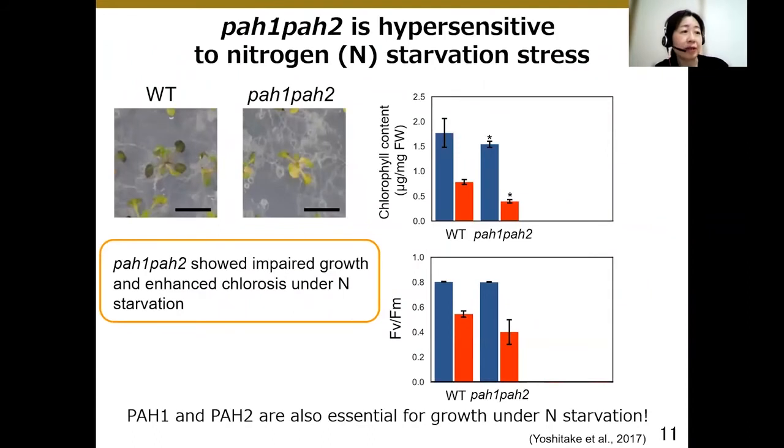However, during experiments testing several environmental stresses, we found that the pah1 pah2 mutant is also hypersensitive to nitrogen starvation stress. Nitrogen is another essential nutrient for plant growth, and it has been suggested that there is a correlation between phosphate starvation response and nitrogen starvation response, yet the molecular mechanism is not fully understood. In the pah1 pah2 mutant, chlorophyll content and Fv/Fm, one of the parameters indicating photosynthetic activity, were both markedly reduced, especially under nitrogen starvation.